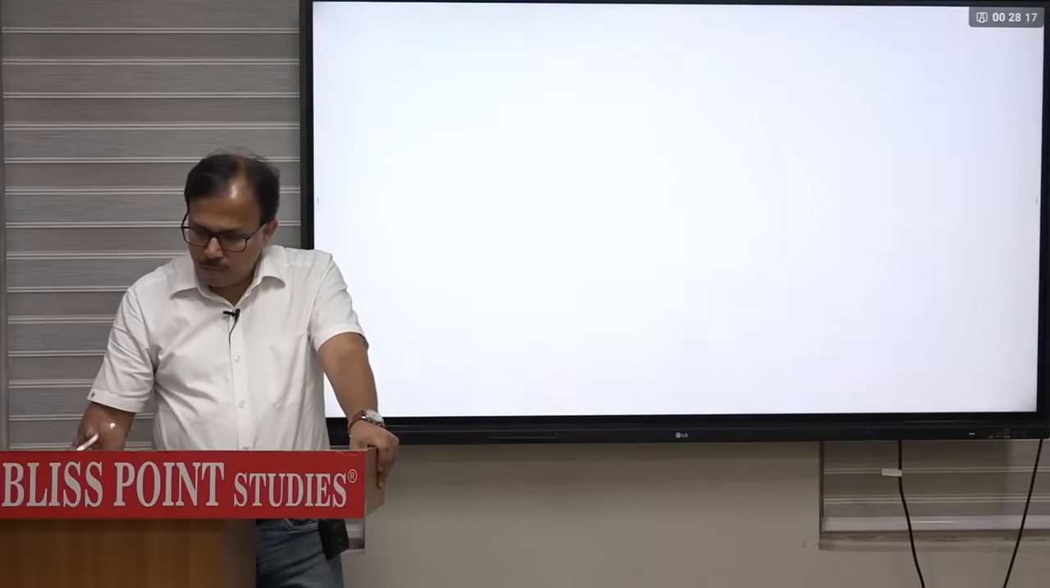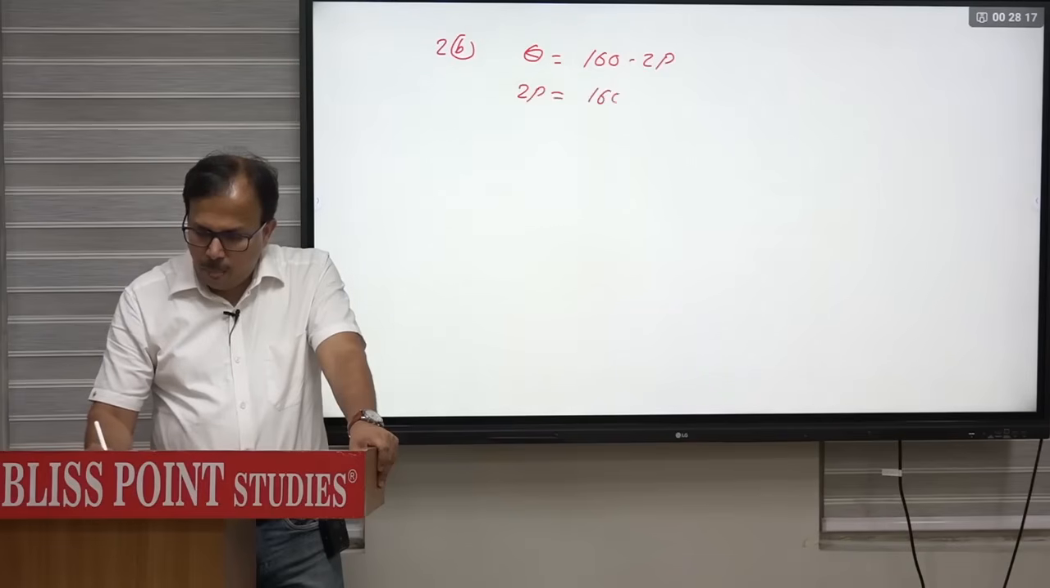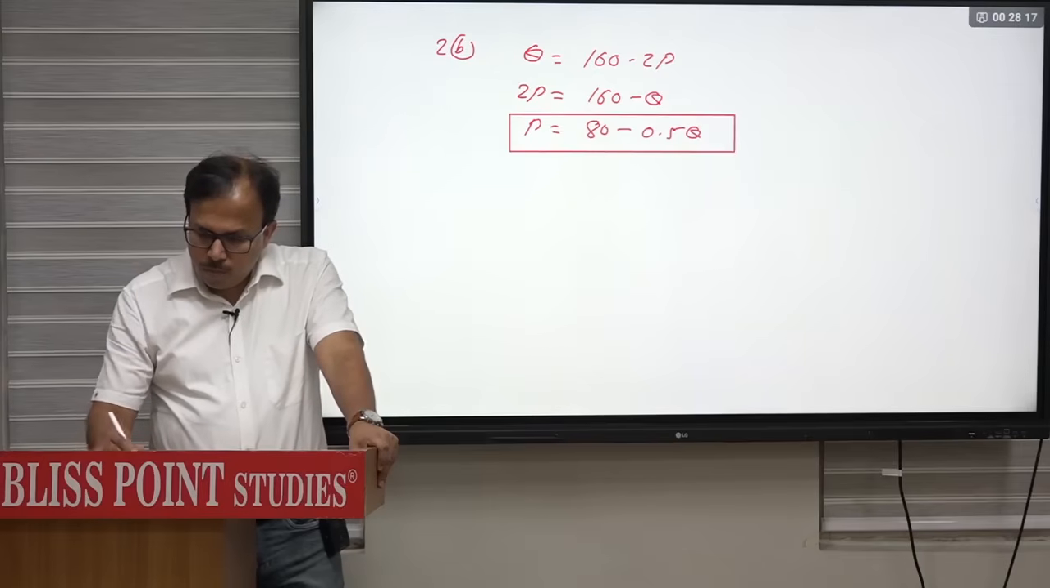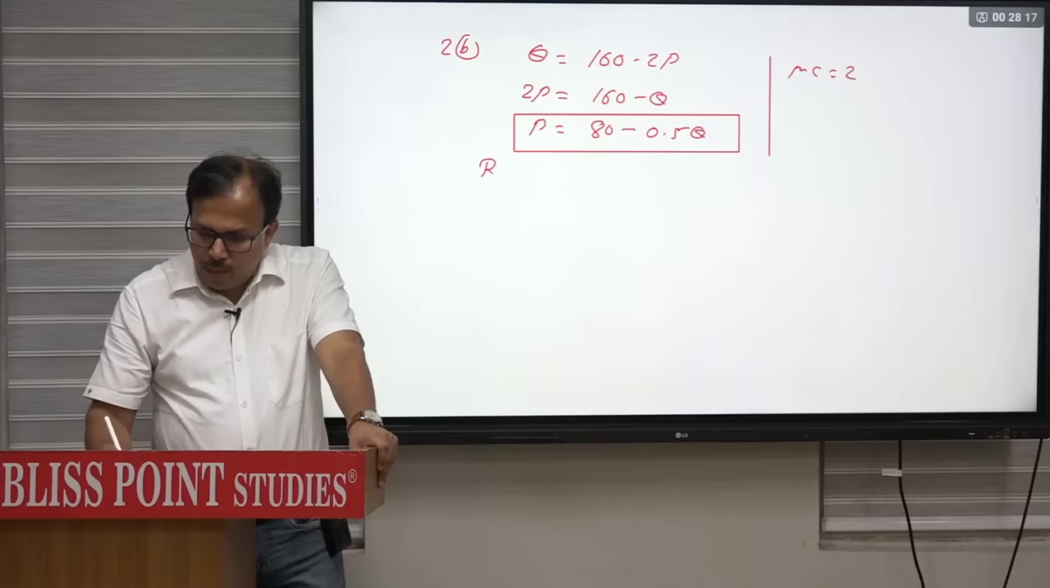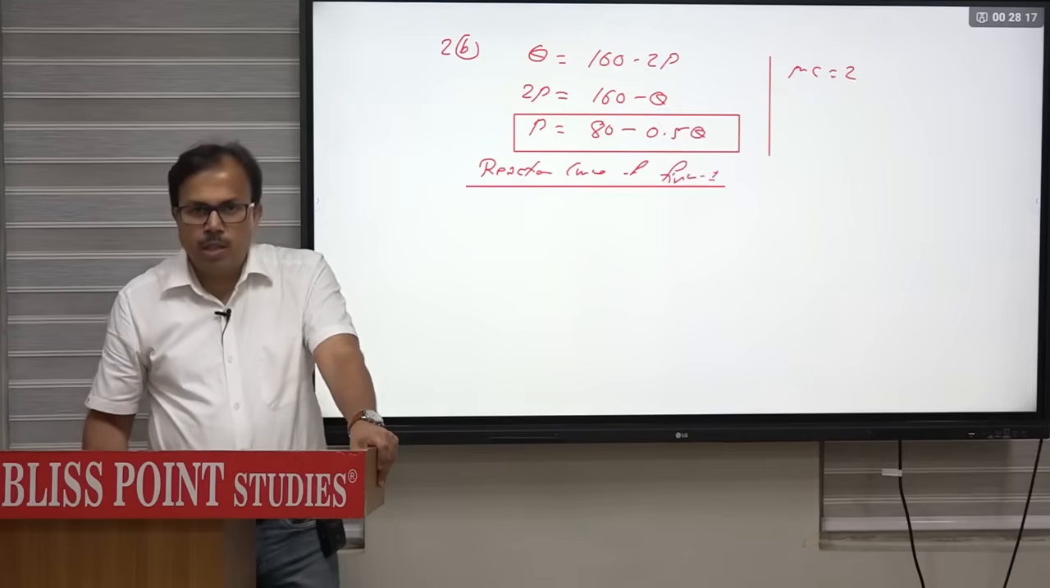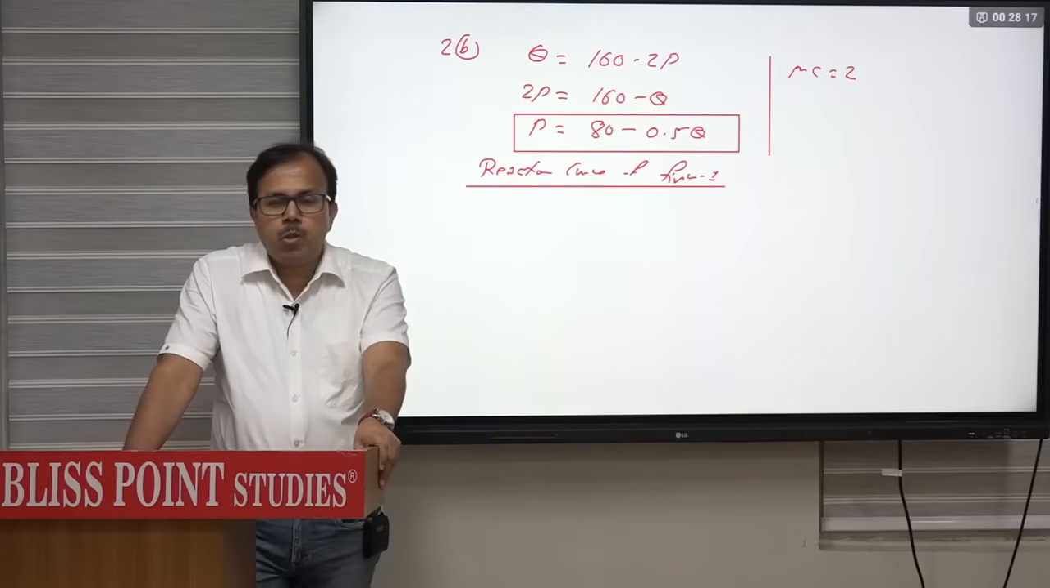Q is 160 minus 2P. This is given, and I converted it into terms of price first. P is 80 minus 1 by 2, so 0.5 Q, and marginal cost of production is given as 2. First you write a reaction curve. You can also write its definition there: the reaction curve shows the profit maximizing quantity produced by one firm at any given quantity produced by the other firm.